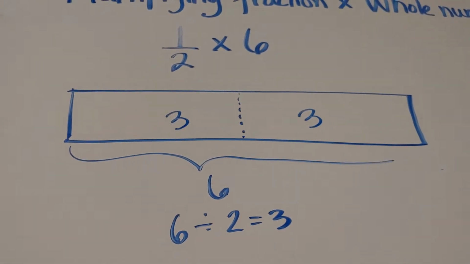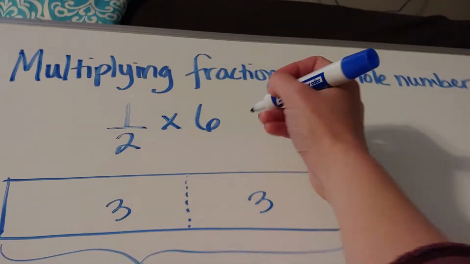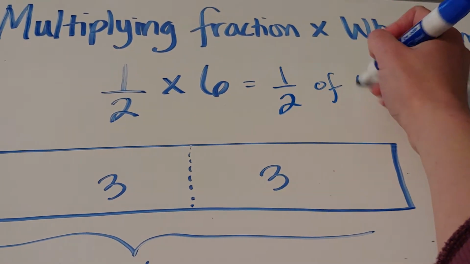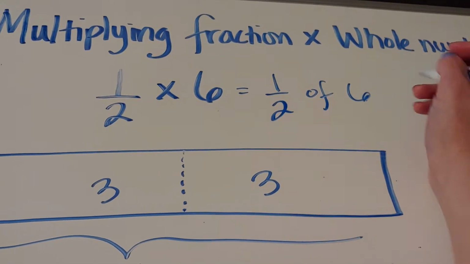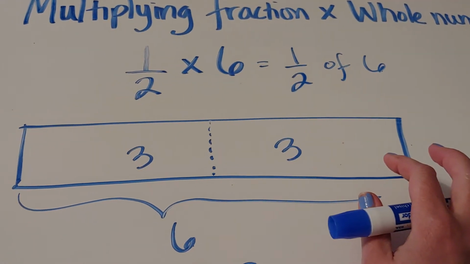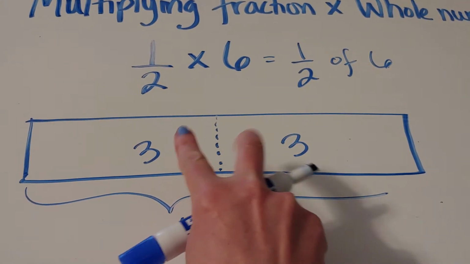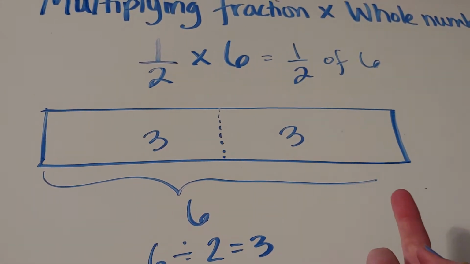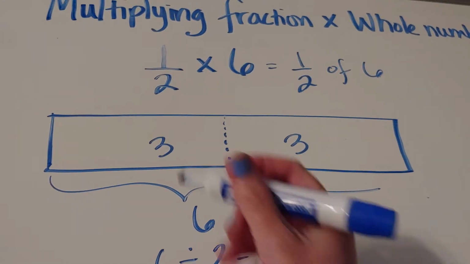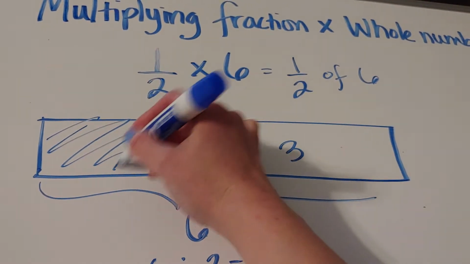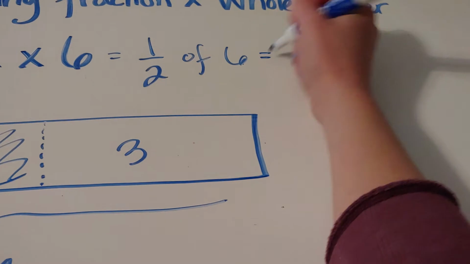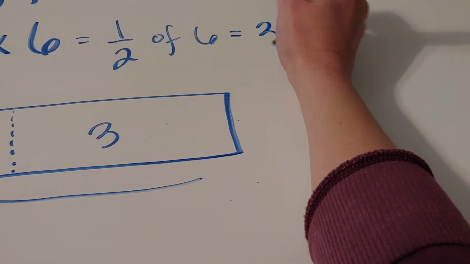Now, what I'm trying to do is a half times 6, which is the same thing as half of 6. So in this picture, what I'm asking for is what is 1 out of these 2 blocks. So 1/2 means 1 block out of the 2. So 1 block out of the 2 is 3. So 1/2 of 6, or 1/2 times 6, is 3.